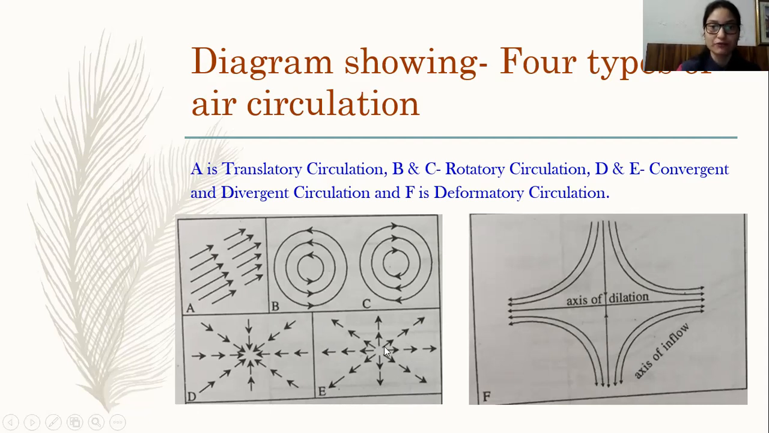They start from one point and go everywhere, but in convergent, what is happening? They are coming from everywhere, but they are going towards one center point.